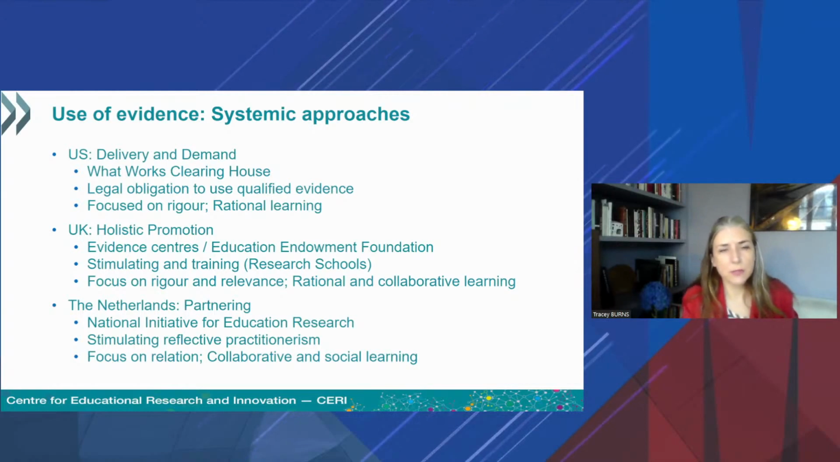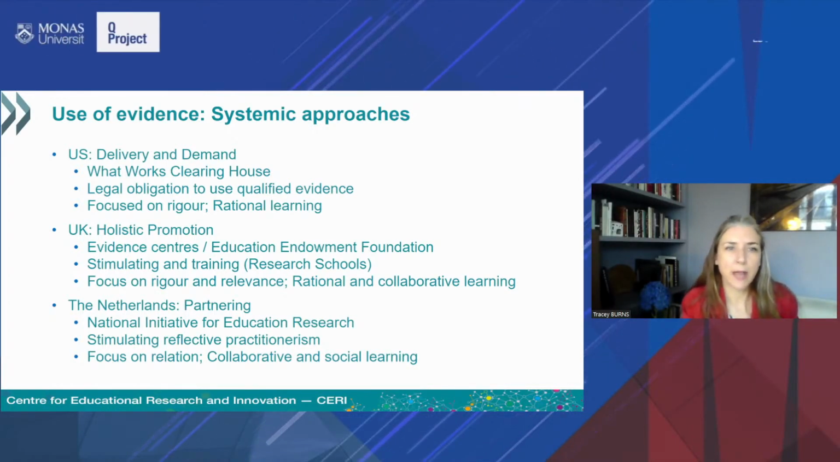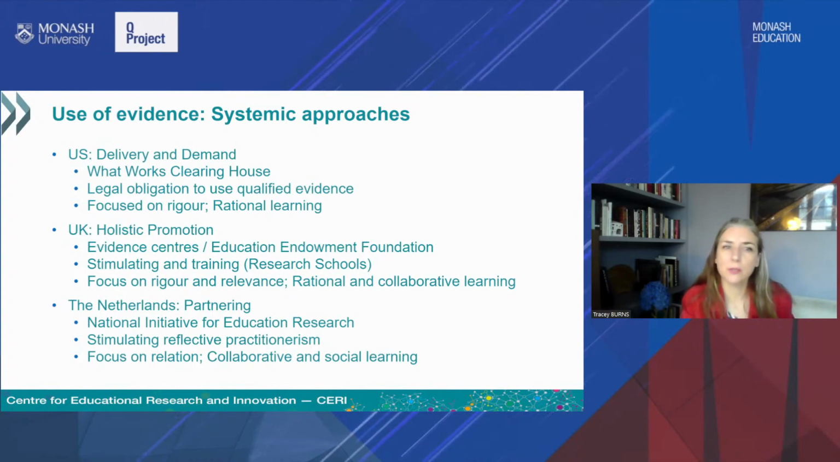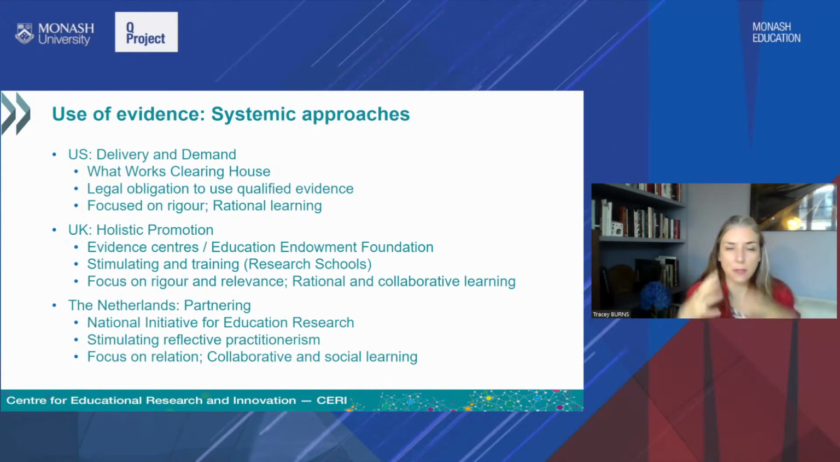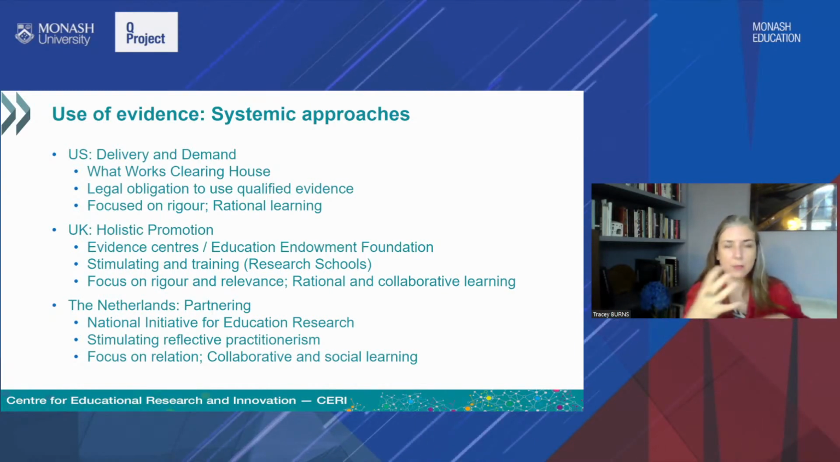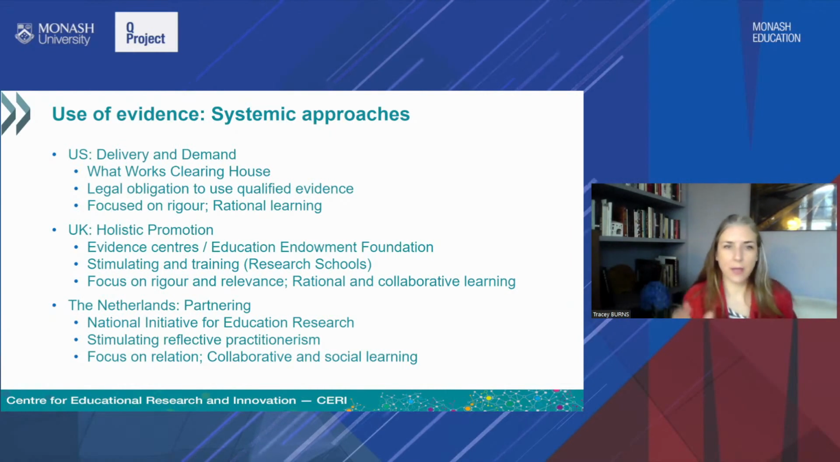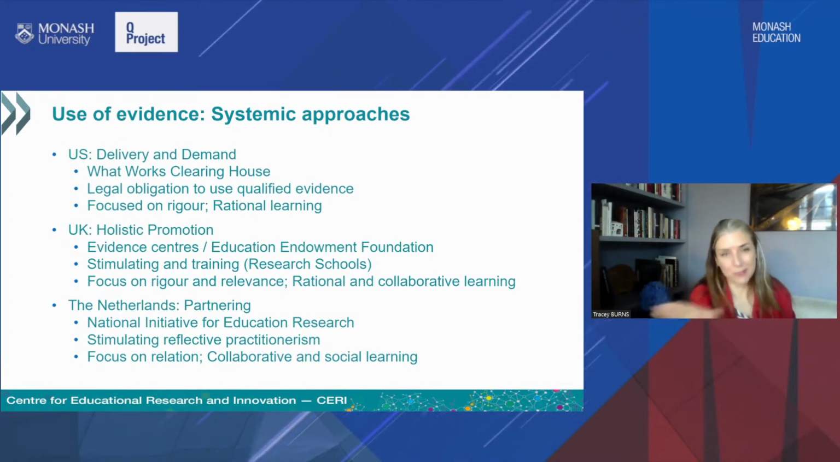And one example I want to share with you, which perhaps is less well known, which is coming from the Netherlands, which is really about social partnering. So they have, for example, a national initiative for education research, and its aim is specifically to stimulate reflective practitionerism. And it's focusing here on the relationships, on collaboration between teachers and schoolmasters and school headmasters and other actors, and what does it mean to collaborate and learn socially together. And I'm reflecting some of the presentations that already came through.